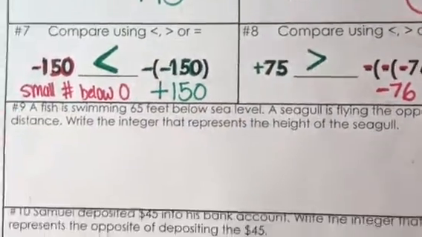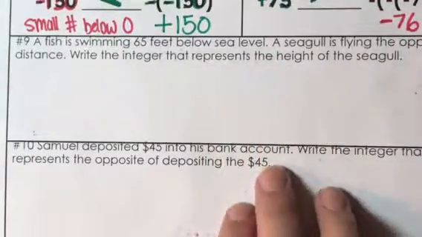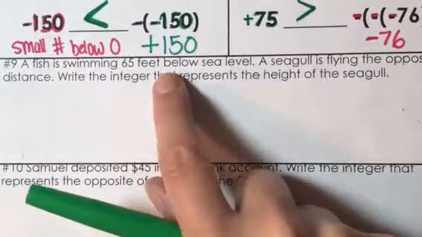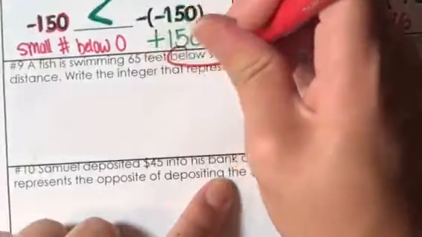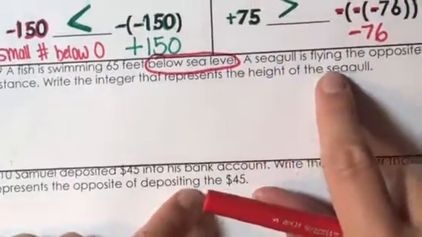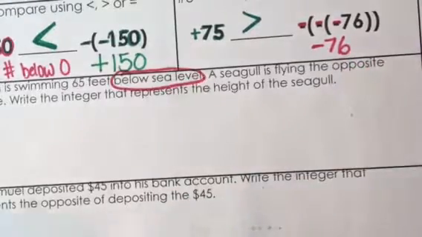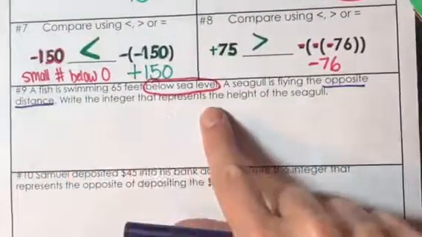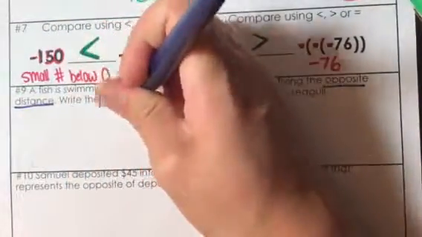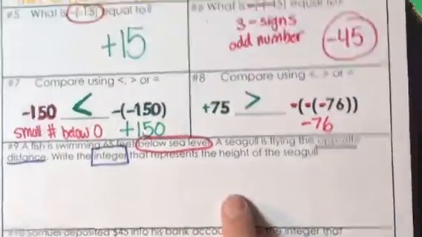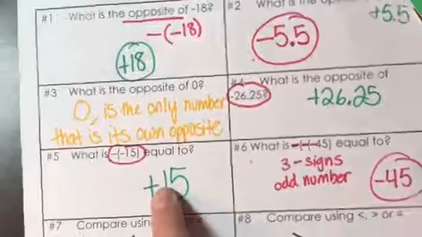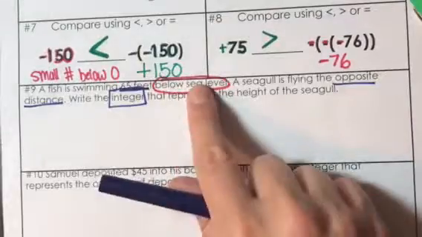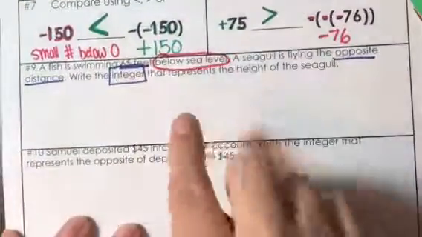All right. The next 2, I want you guys to try on your own. Once you've completed this, then you can move on to group work. You need to get a check first. So, a fish is swimming 65 feet below sea level. A seagull is flying the opposite distance. Write the integer that represents the height of the seagull. You can draw a picture if you need to, but you really just need to provide me with the integer. Is it positive or negative? And again, this guy is 65 feet below sea level. They're asking what is its opposite. And you're going to write that here.